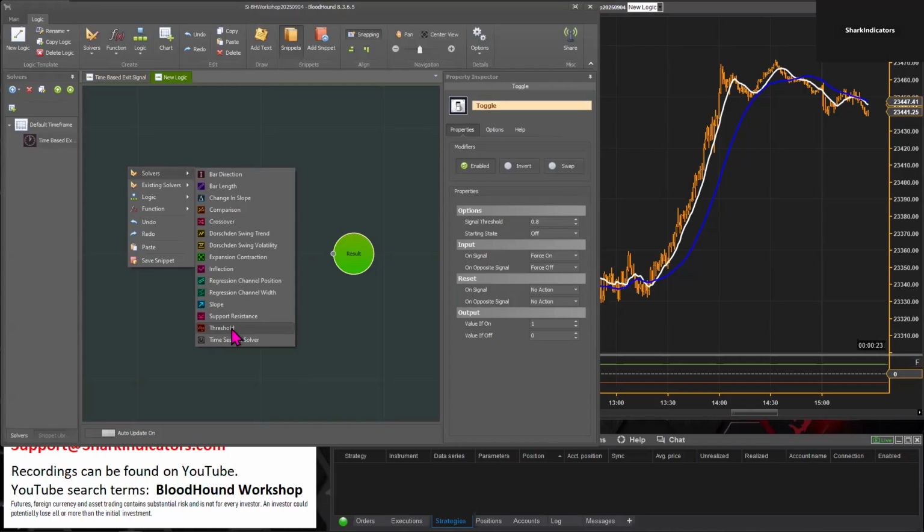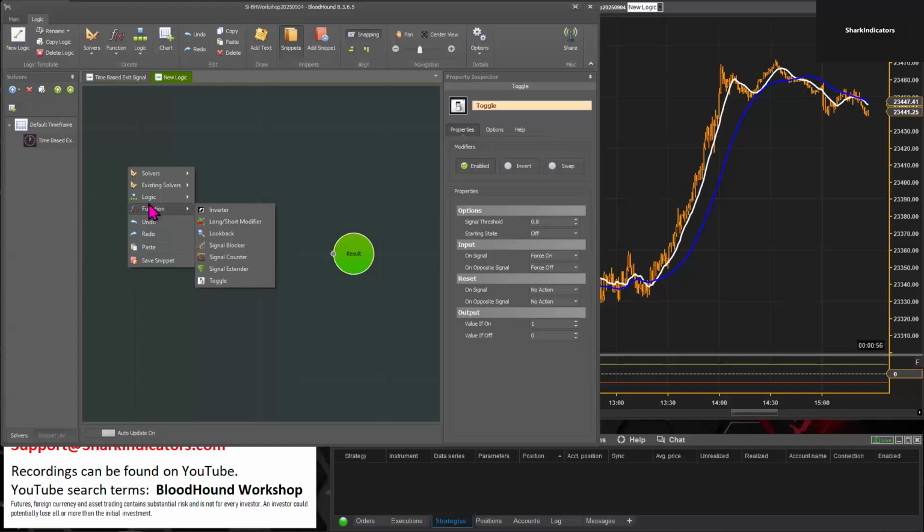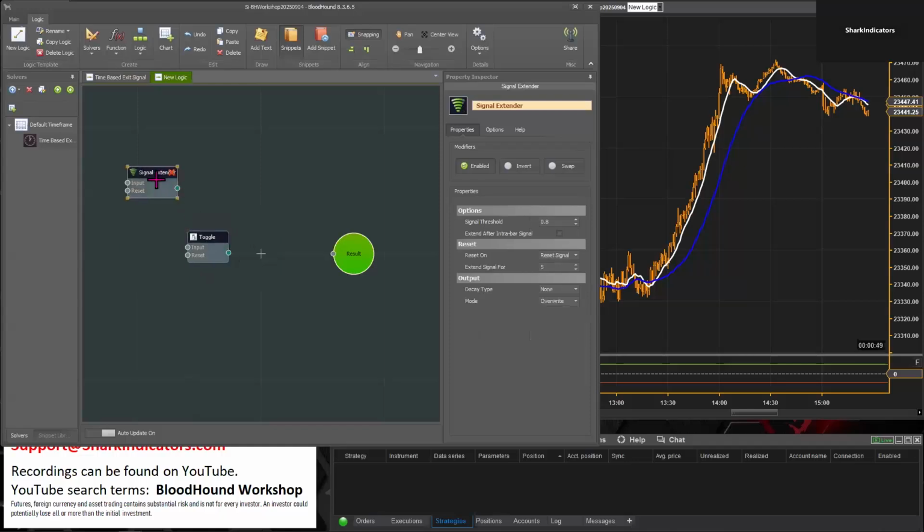Those are conditions. And what if you need to take that indicator condition and extend it forward in time so that the next condition can occur? You take one indicator condition that happens first, and then a few bars later another indicator condition happens, and you want to link those two conditions together and build your signal. The toggle node is one of those things. The other common way of doing that is the signal extender.